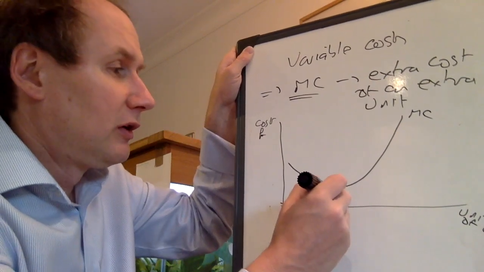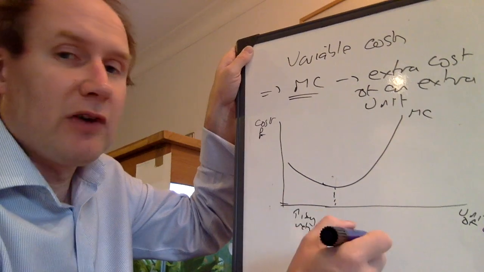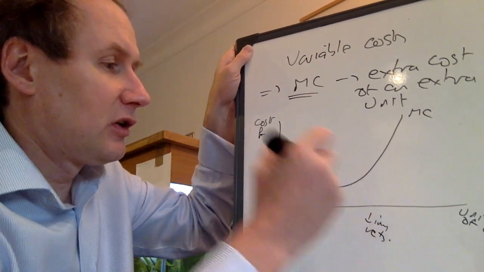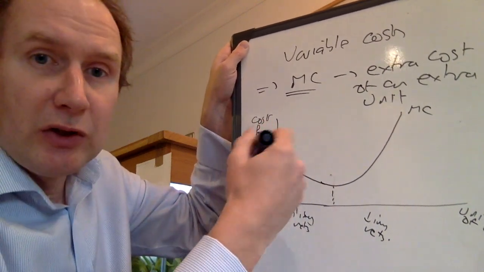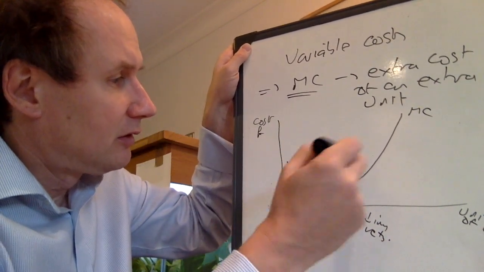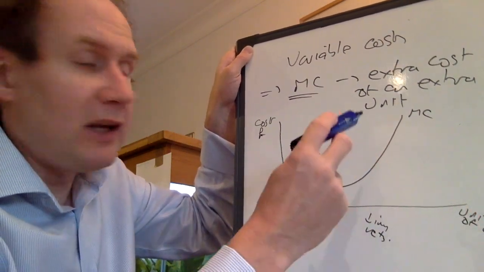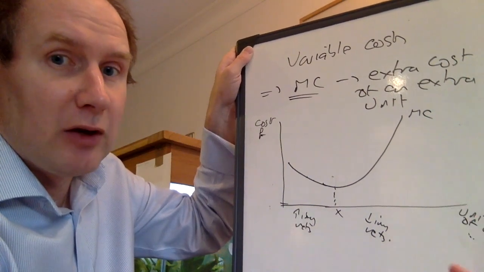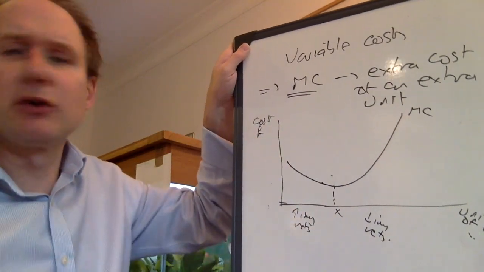So we end up with a line that looks a bit like the Nike swoosh. Up to that point, we have increasing returns to the variable factor. After that point, we have diminishing returns to the variable factor. So when we have increasing returns, where each worker is more efficient than the one before, the cost of each extra unit is falling. Beyond point X, each extra worker is less efficient than the one before, so the cost of extra units of output, the cost of extra Lego bricks or something, is starting to rise. So that's marginal cost, and marginal cost is pretty important.